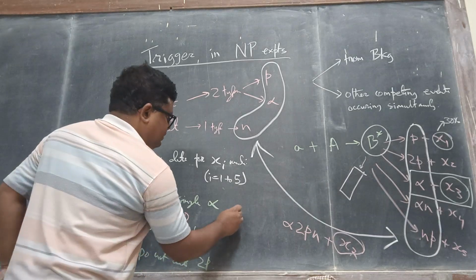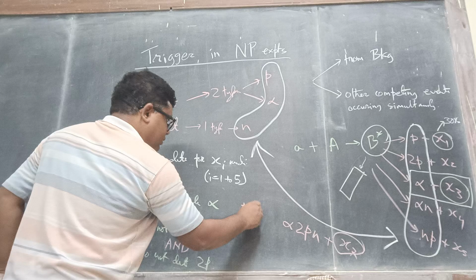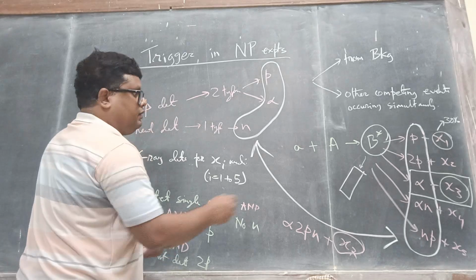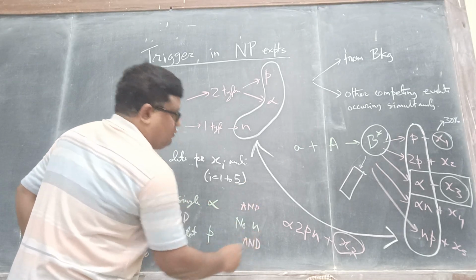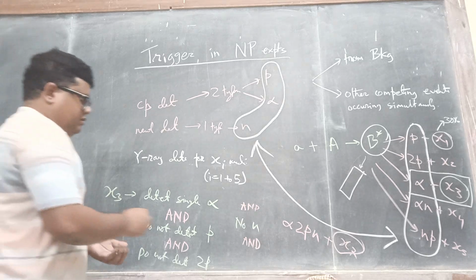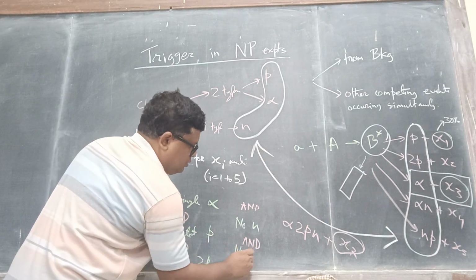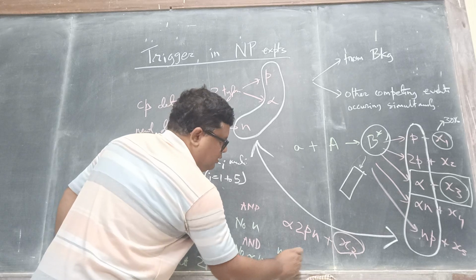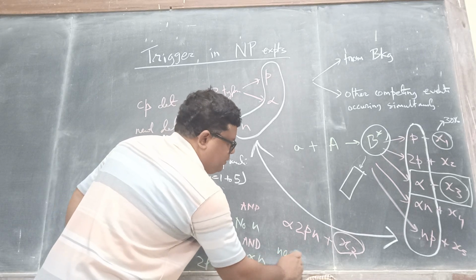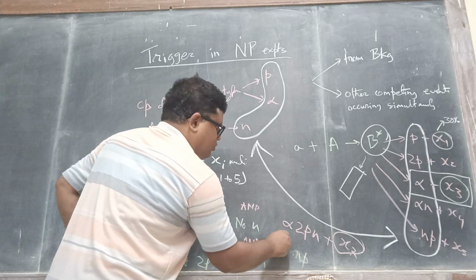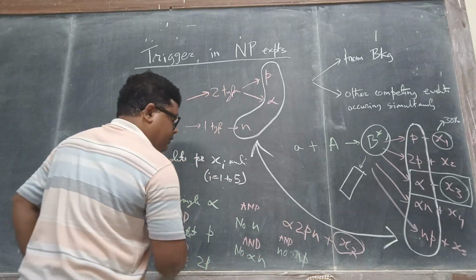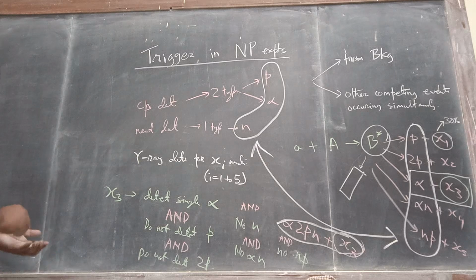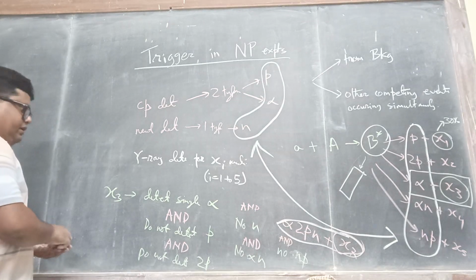Similarly, there will be AND, again, no neutron. Then AND no alpha n. Something like that. Similarly, no alpha, no NP, and so on. So you are able to understand probably what I am trying to get over here. This logic that I am putting, this is basically an example of a trigger.